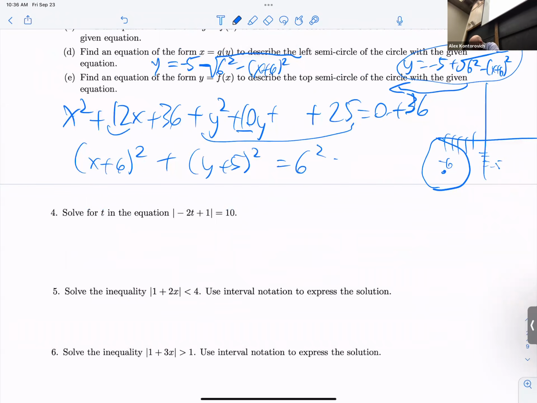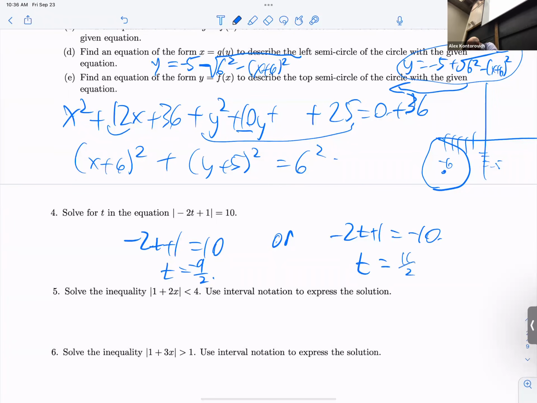Okay, solve for t in this equation. Oh, God. Okay, absolute value is 10. That means the thing is either 10 or -10. That's the only way your absolute value is going to be 10. All right, that's easy. I subtract 1 and I divide by -2, so I get -9/2. And here I subtract 1, I get -11. Divide by -2, I get 11/2. Done. Next.